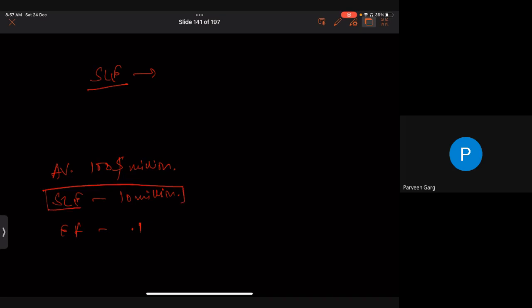So I calculate the SLE, single loss expectancy. If my website goes down, my asset value is 100 million and single loss expectancy is 10 million. That means if there's an outage of 1 hour, the exposure factor EF is say 0.1, just giving you a mathematical figure. So if my site goes down once, it causes me a revenue loss of $10 million. Then I have a factor of ARO which says that this event happens three times in a year. So three times in a year means $30 million revenue loss.